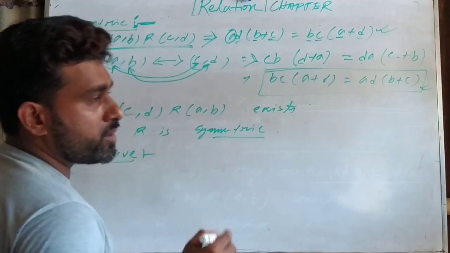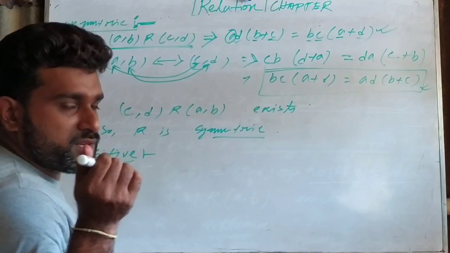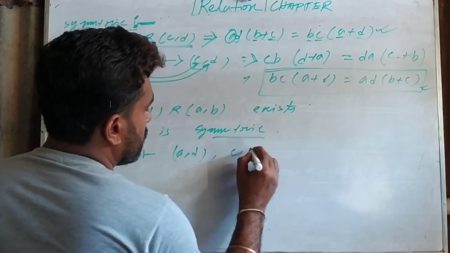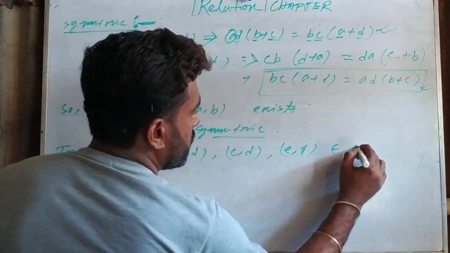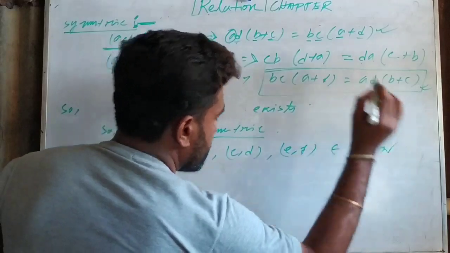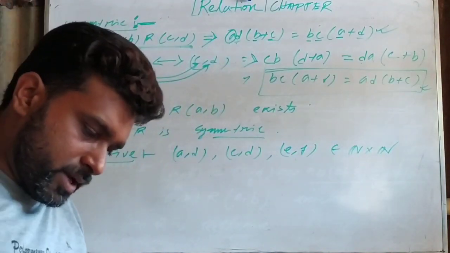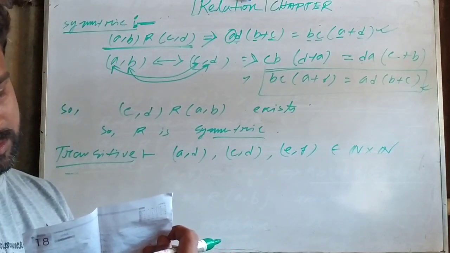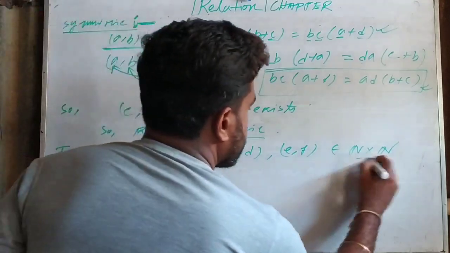The same thing for the transitive property. I think as for the transitive property, we need to choose 3 different order pairs from the natural number set. According to the question, N cross N is given. Okay, so N cross N is given.